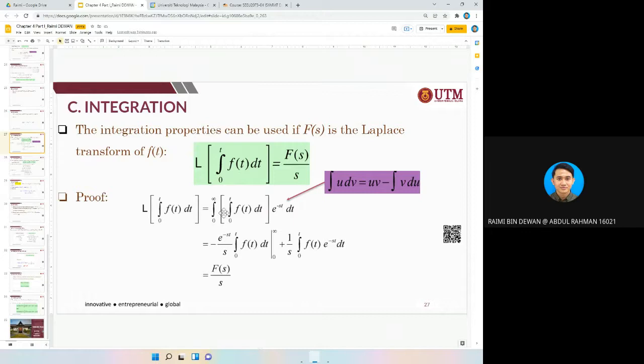I just want to see if this is correct, or if there is an error. Okay, I think it's okay, hopefully.